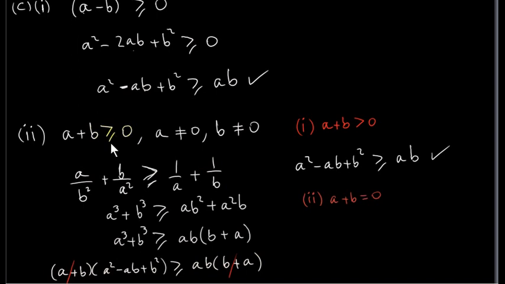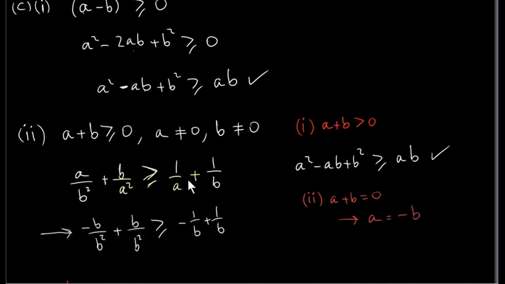So a plus b is either greater than 0 or equal to 0. But if a plus b is equal to 0, it means that a must equal minus b. So we want to prove this inequality, but we use this fact for this case. Replace a with minus b, so we have minus b over b squared. When we replace this a with minus b, we have minus b times minus b is plus b squared. On the right hand side we replace a with minus b, so this fraction becomes minus 1 over b. And then we have plus 1 over b.